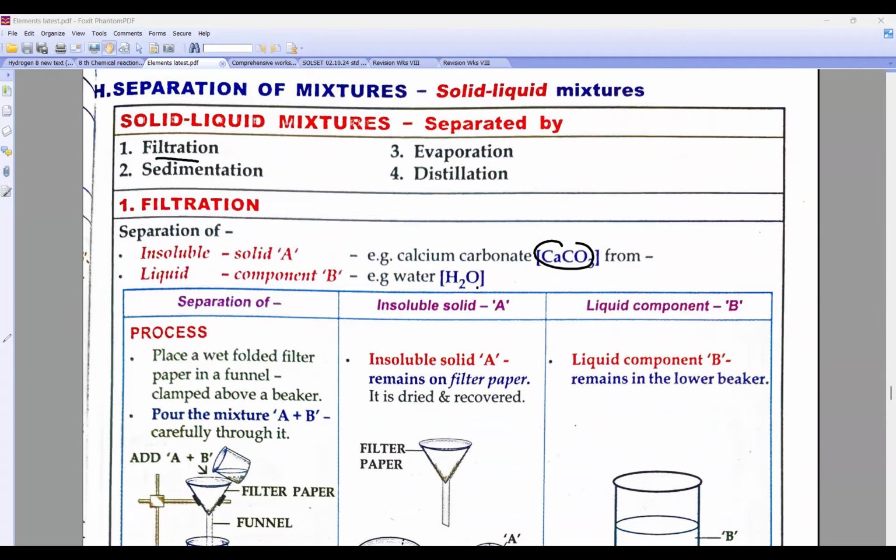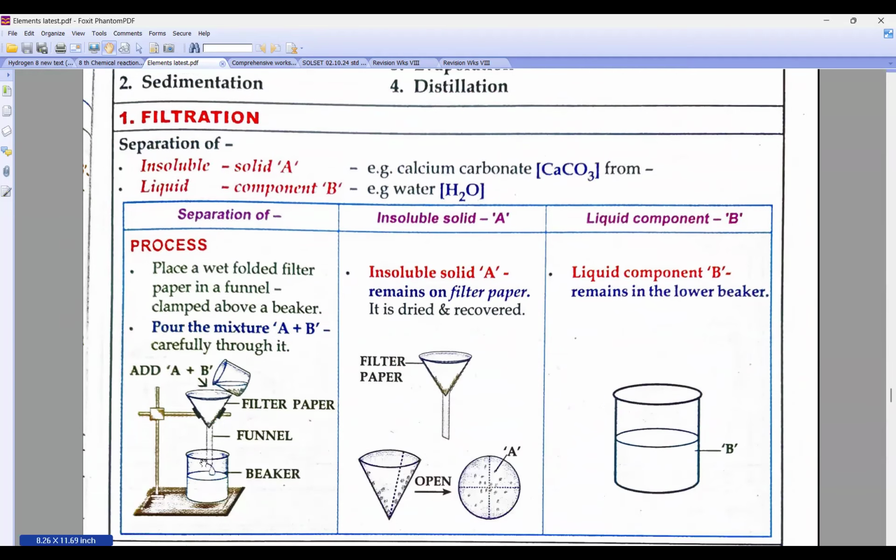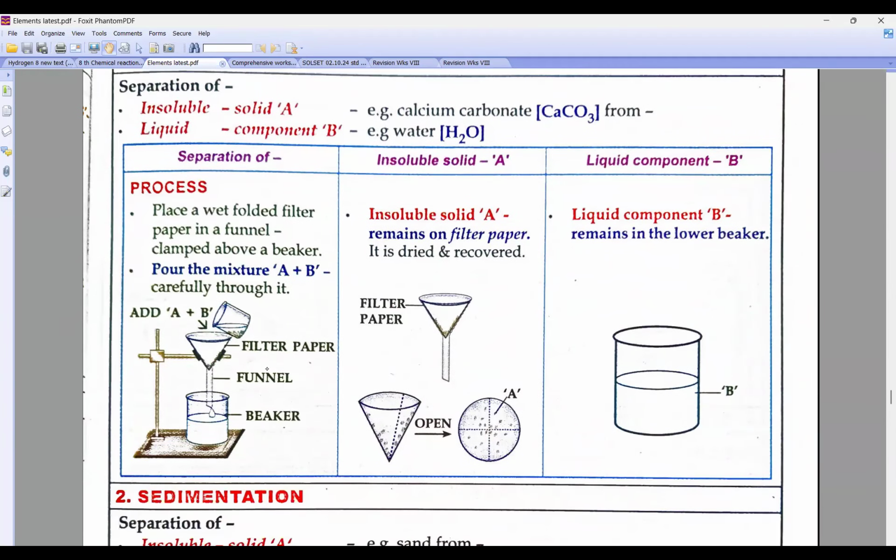So now, diagram based question, what can they ask? Suppose I am putting this in filtration. So what all things will you get here? On the filter paper, what will settle down? Calcium carbonate on the filter paper. Can you see? And who will be here? Which will pass through this? Here it will be water.